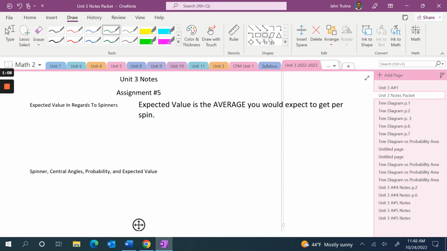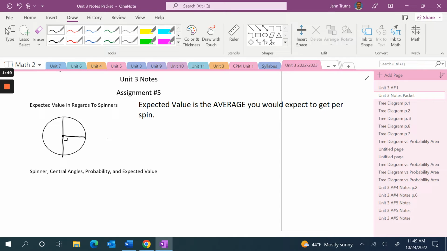So what that means is that in many cases, when you find the expected value of a spinner, you're going to get an answer that is not any of the values that are actually in the spinner. The reason for that is that essentially we are finding the average of what you expect to get. So here's the example that we are going to go over, and we are going to find the expected value of this spinner right here.